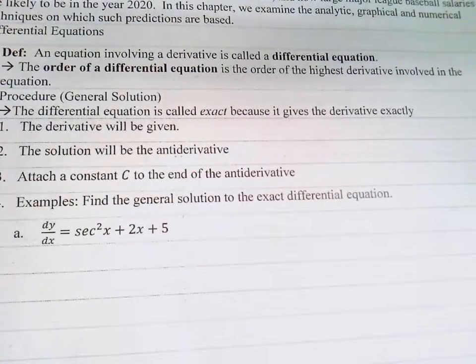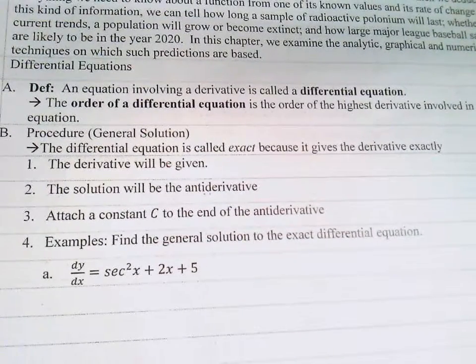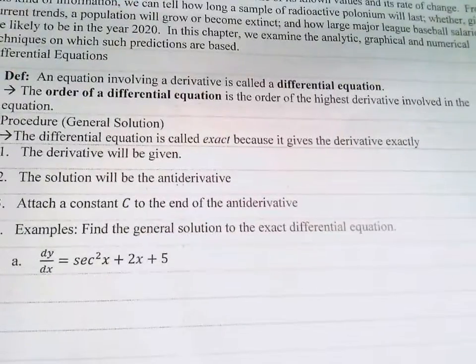So there's two types of differential equations. They're for finding a solution: there's a general solution and then there's an initial value solution. First you're probably wondering what a differential equation is. Well, a differential equation is an equation involving a derivative. The order of a differential equation is the order of the highest derivative involved in the equation.